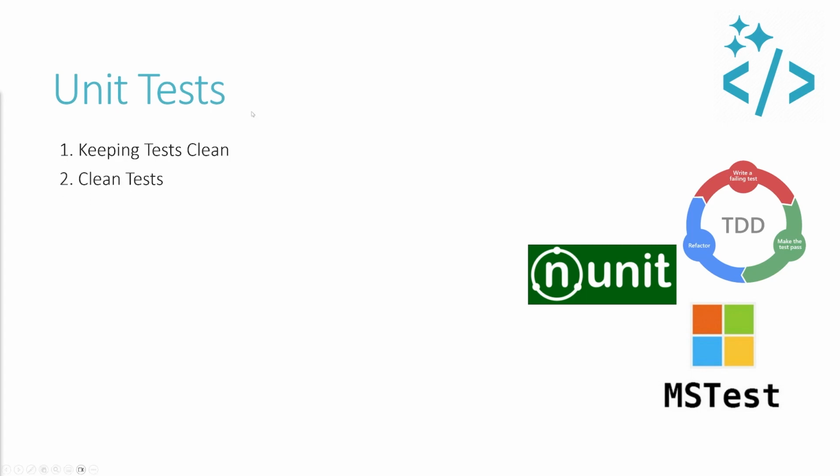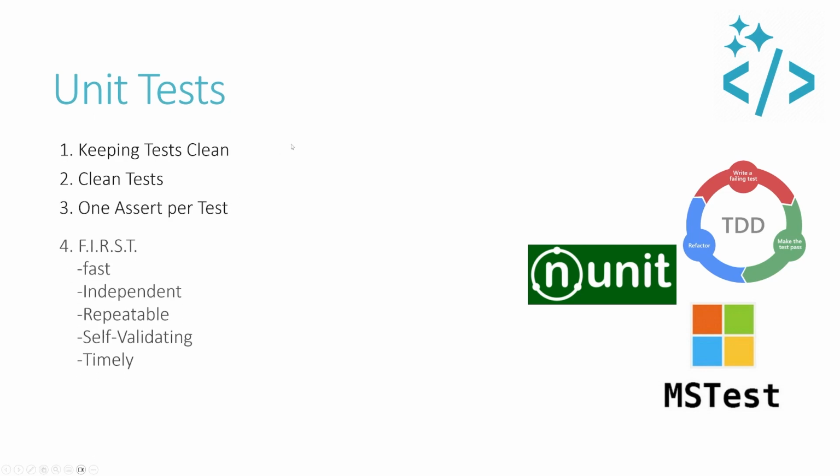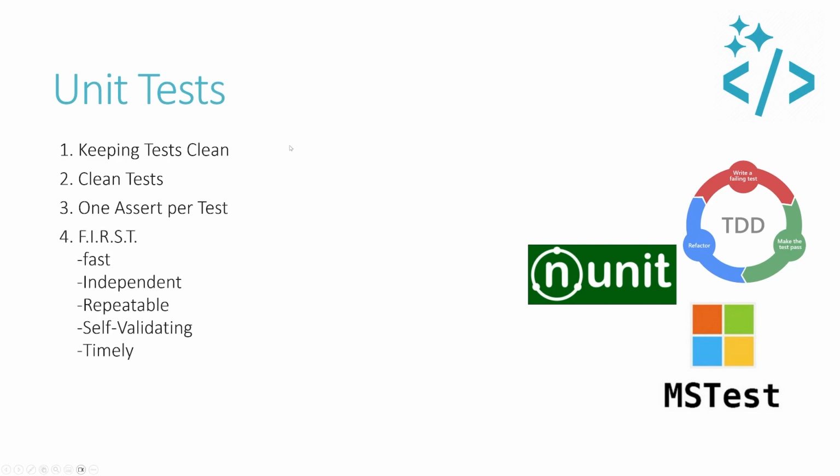We should also keep the same clean coding guidelines for writing unit tests as for production code. We should keep our tests clean. Have one assert per test, and we have this acronym, FIRST, which says unit tests should be fast, independent, repeatable, self-validating, and timely.